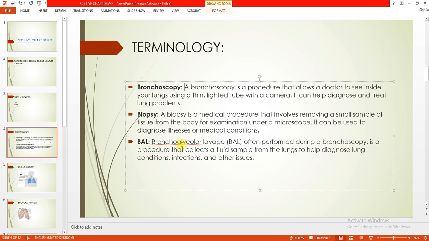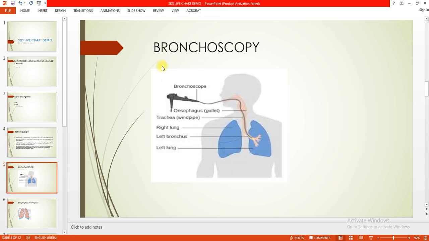Okay, next we will see the anatomy. So bronchoscopy. Most of the time all the scopes are like this only. The entry point is different. Okay, so this is the bronchoscope. The physician must insert the bronchoscope through the mouth. If you see colonoscopy, for colonoscopy the starting point is the anus. And one more important thing you need to remember is that all these scopy procedures are non-invasive procedures.